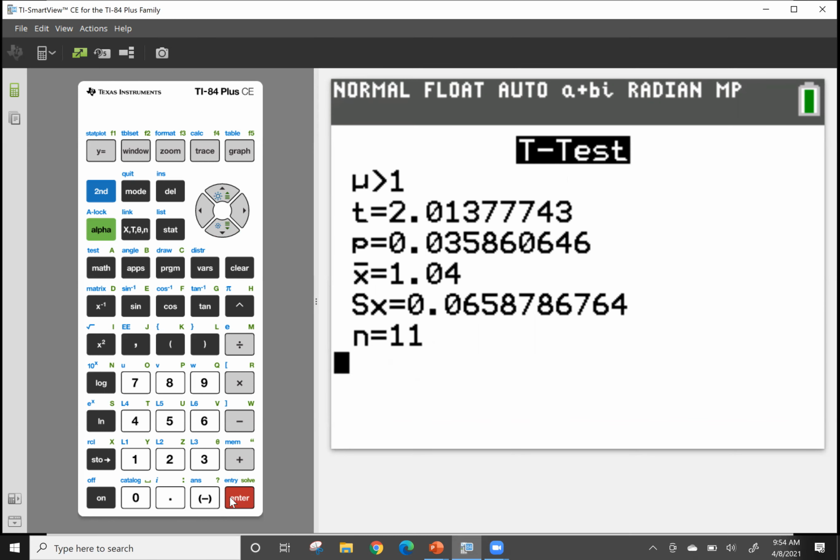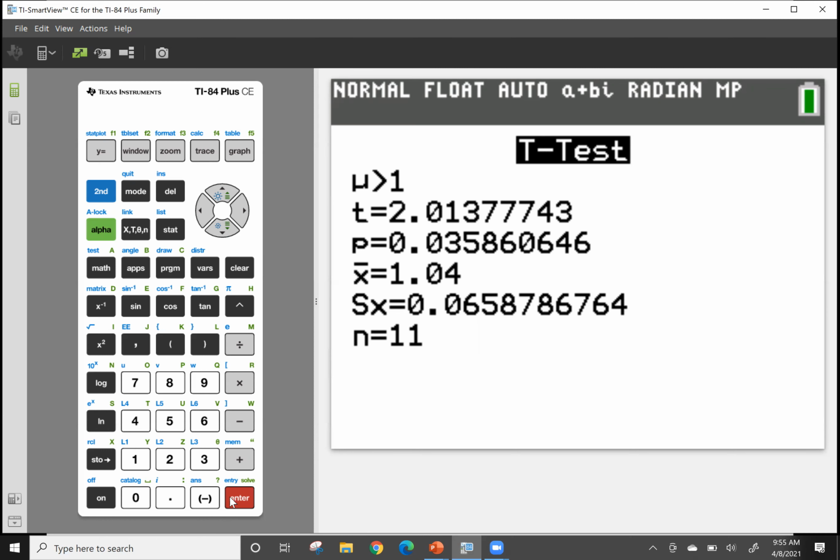What do we get? We get a p-value of 0.03586. And you'll notice that it also calculates the mean and standard deviation of my sample. So if you need to know the mean, there it is. If you need to know the standard deviation, there it is. It also calculates the t-score. So again, if this is a normally shaped curve, this is the probability, the area under the curve to the right of that t-value, to the right of 2.0137.